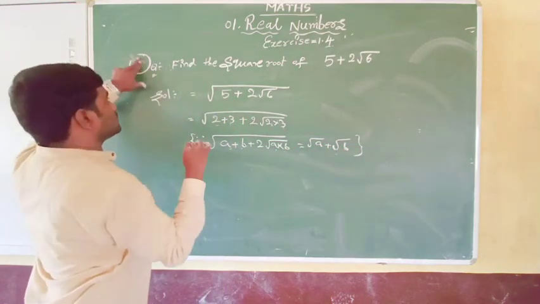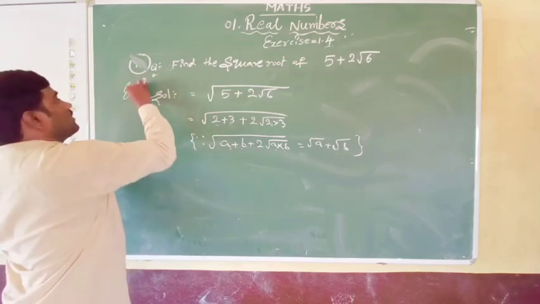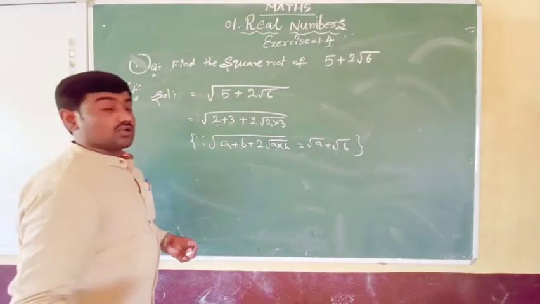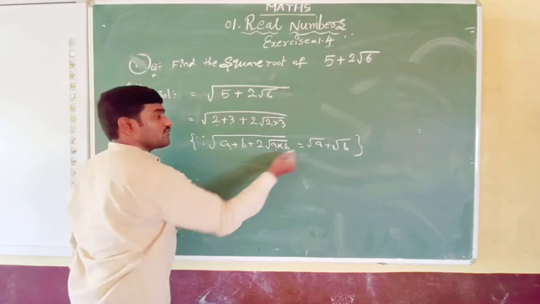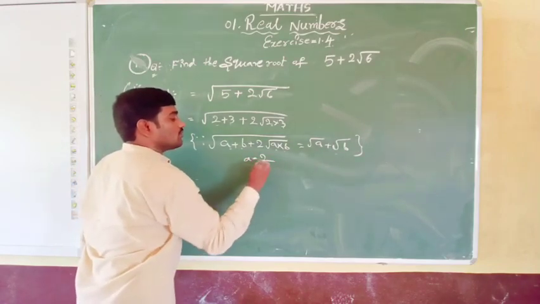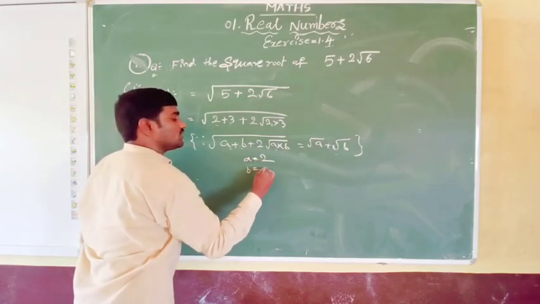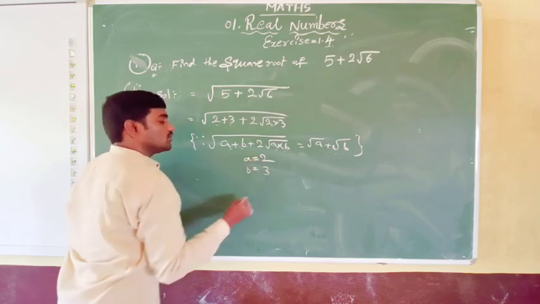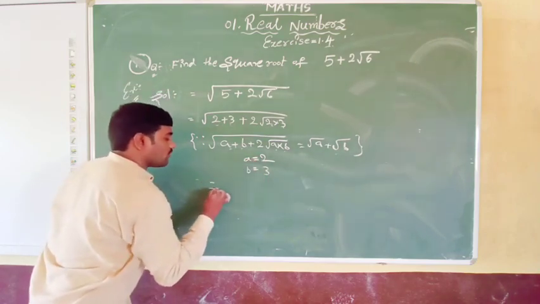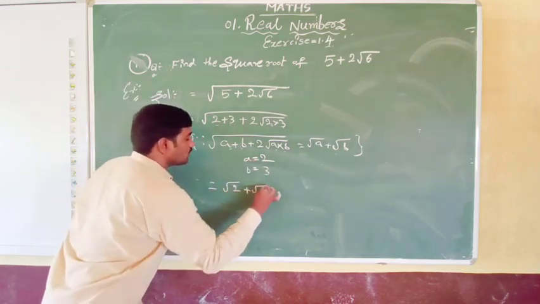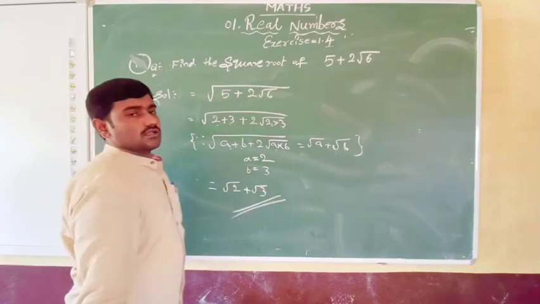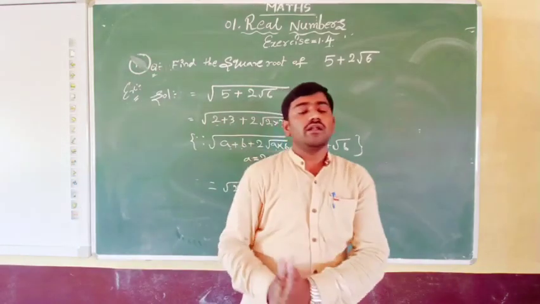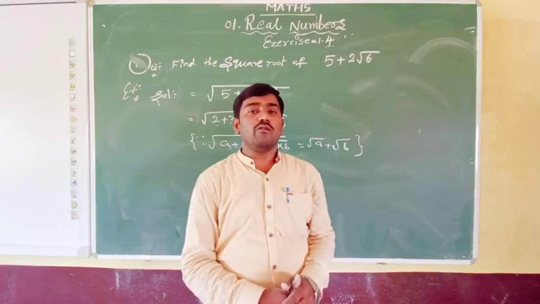Okay, this is a general example question. For example, I have given a question to help you understand better. Because here in the formula, a equal to 2 and b equal to 3. So therefore we can write now root 2 plus root 3. This will be the answer. So with this we have completed our exercise number 1.4.